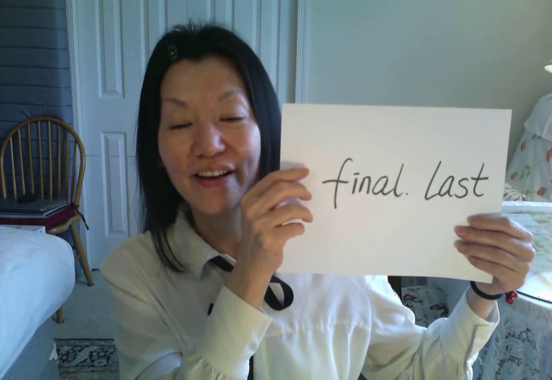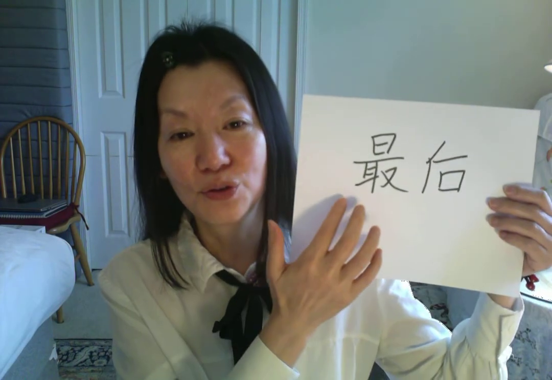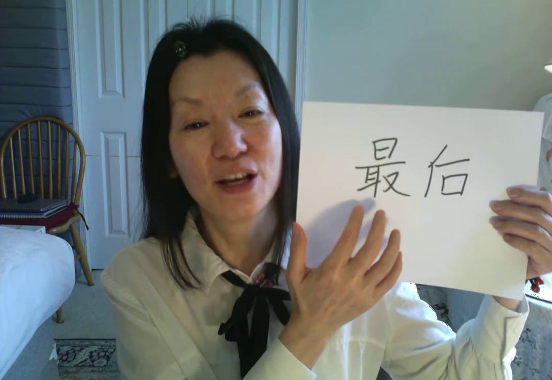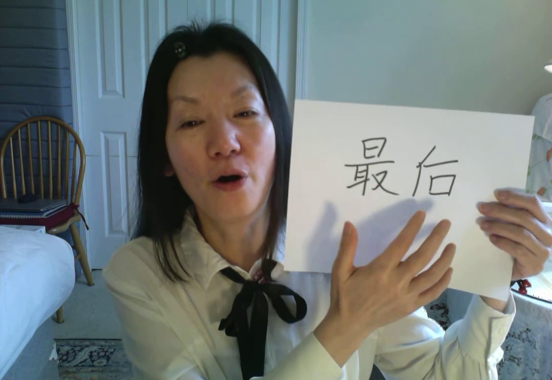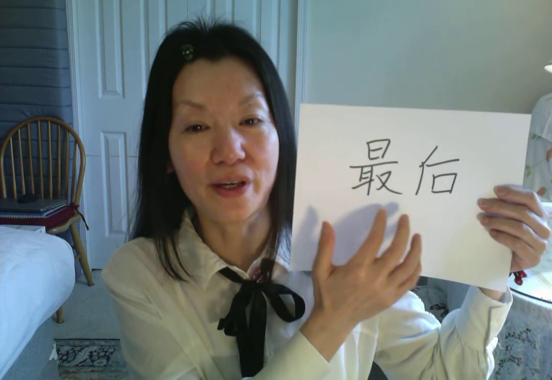线, okay. Final or last? Final or last in Chinese we say what? 最后, final or last. 最后, okay. Should be in here, right? 最 on top, 后 bottom. 最后, final and last.